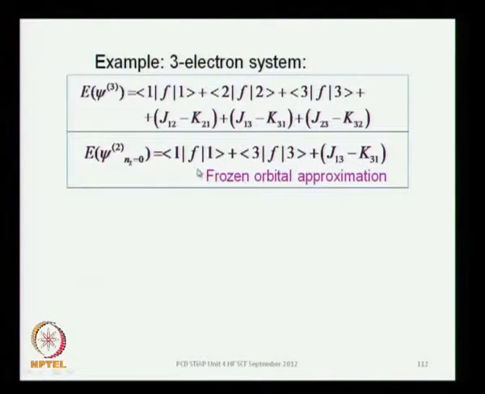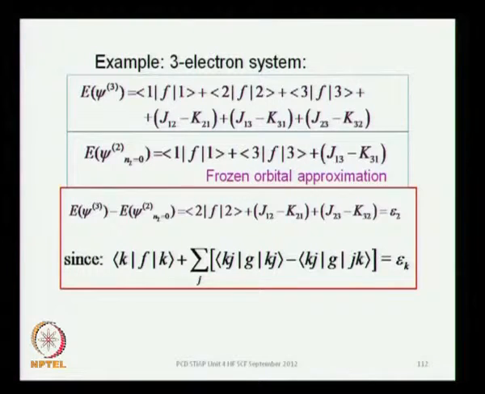So there are no pair interactions between electron 1 and 2 or between 2 and 3, because electron 2 is the one which has been removed, and you are left with only the pair terms between 1 and 3, and then the 1 electron integrals for the state 1 and the state 3. So this is what you get for the 2 electron system.